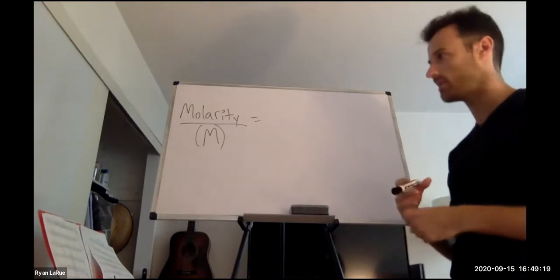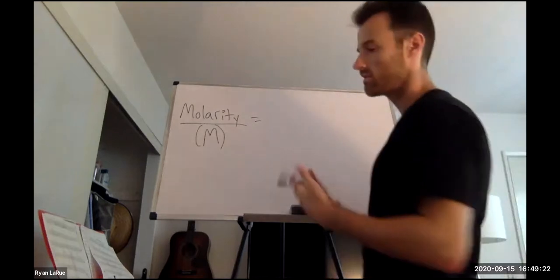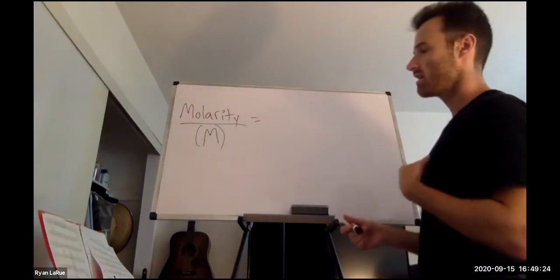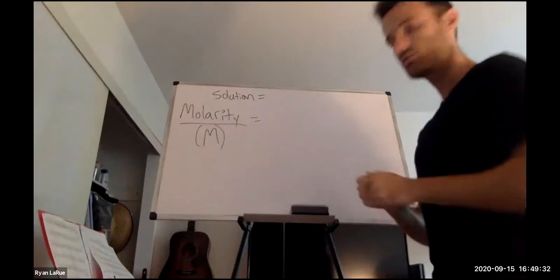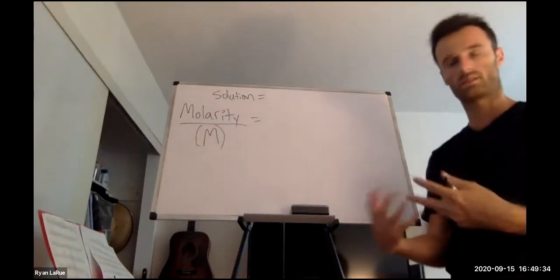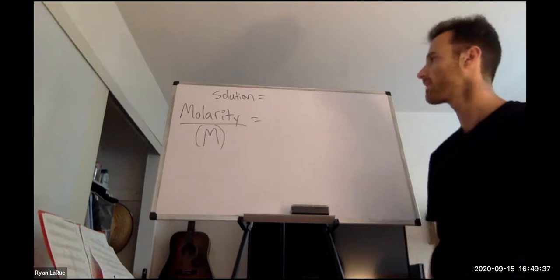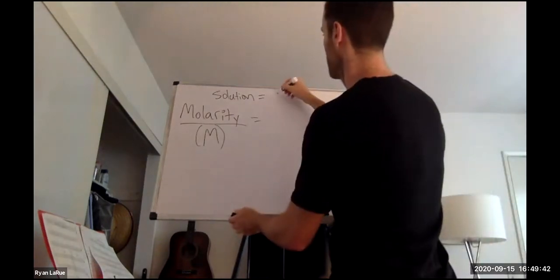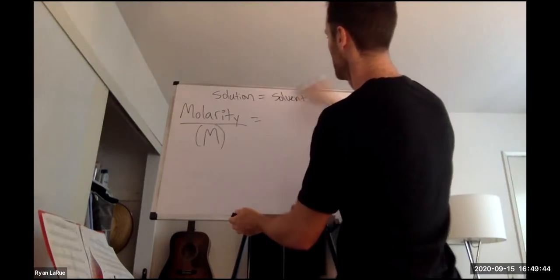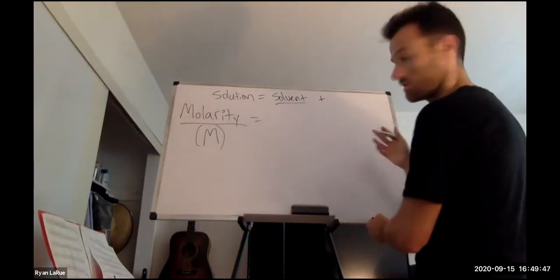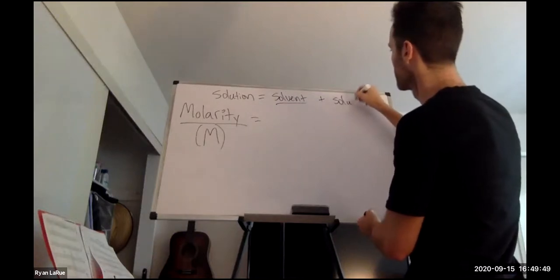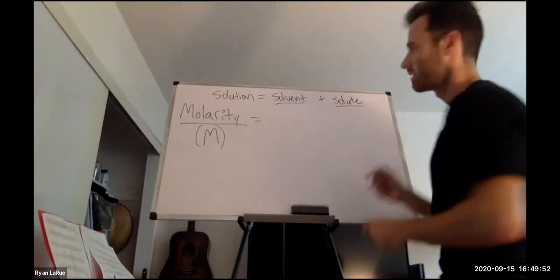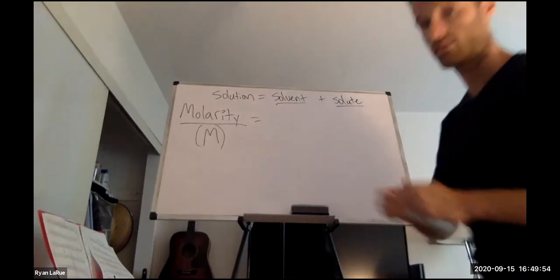So we haven't talked about that yet, but let's backtrack. A solution of substances in this liquid form is what we call, when we combine something called a solvent and something called a solute, you get a solution.